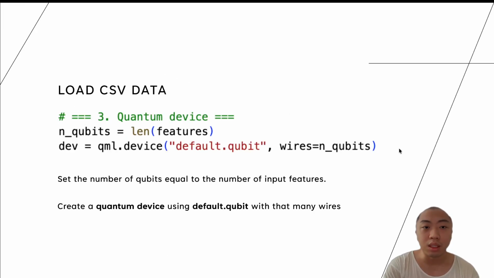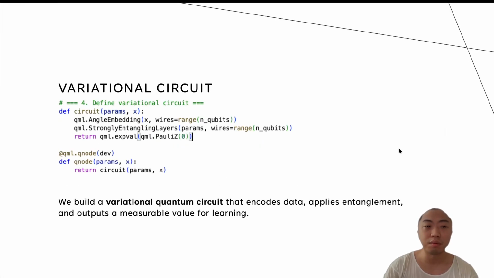And now we set up the quantum device. We set the number of qubits equal to the number of input features. Then we create the quantum device using the default.qubit with that many wires.